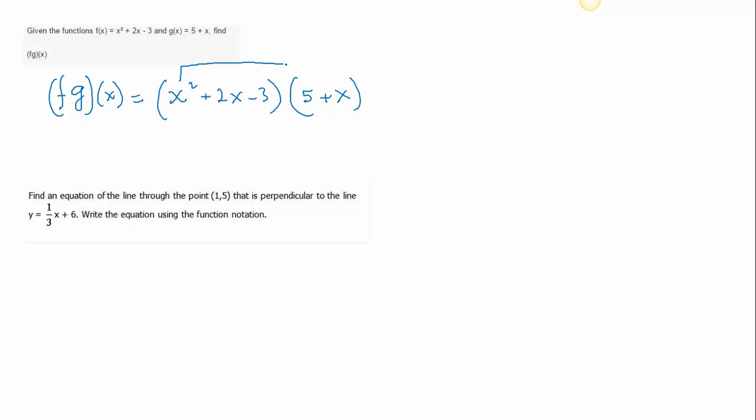I'm going to start with x squared times 5 and x squared times x. So 5x squared, and x times x squared, we add the exponents. So 1 plus 2 is 3, x cubed. Plus 2x times 5. 2 times 5, 10x. And 2x times x. Again, we add the exponents, 2x squared. Negative 3 times 5 is negative 15. And negative 3 times x is negative 3x.